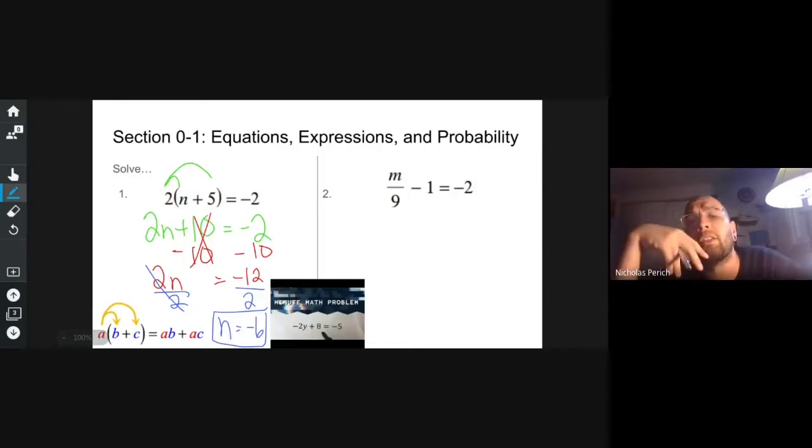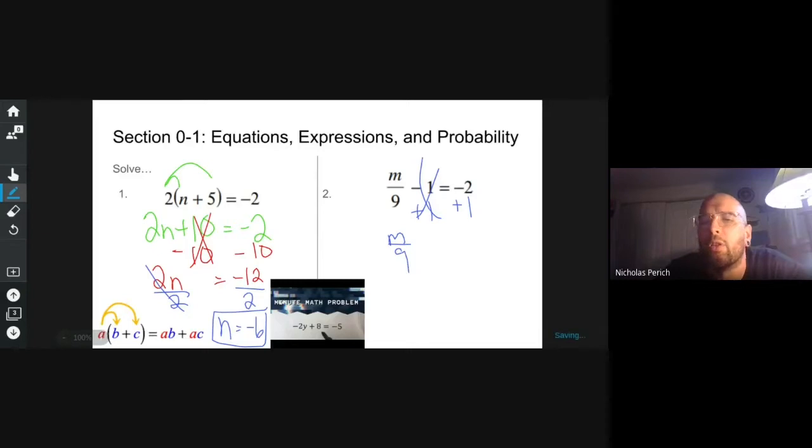Is m all by itself? No. What's in the way? 9 is in the way because it's being divided, and -1 is in the way because it's floating around. How do I get rid of the -1? Do the opposite of -1, which is +1. +1 from both sides, cross you out. Always get rid of the thing that's floating around first.